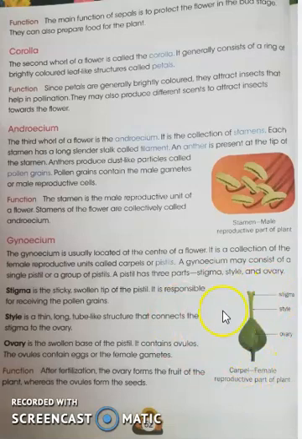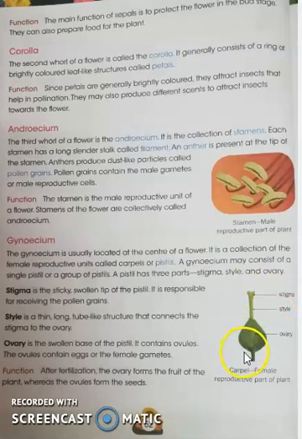So this is called the gynoecium, right? Gynoecium is the female part of the flower. It consists of a collection of female reproductive units called carpels or pistils. The gynoecium consists of a single pistil or a group of pistils.